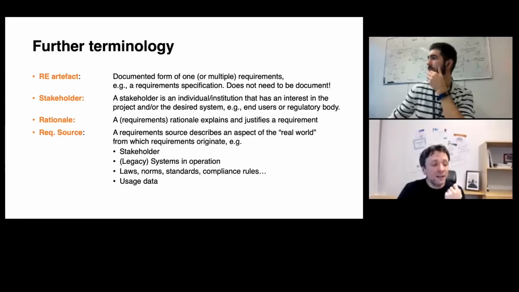And finally, a requirement source. When we elicit requirements, we make use of different requirement sources. This describes an aspect of the real world from which we can elicit requirements, from which requirements originate. It's also very much related to the rationale. So a requirement source can be a law, a norm, standard, or compliance rules. In this case, the rationale is quite easy to specify.